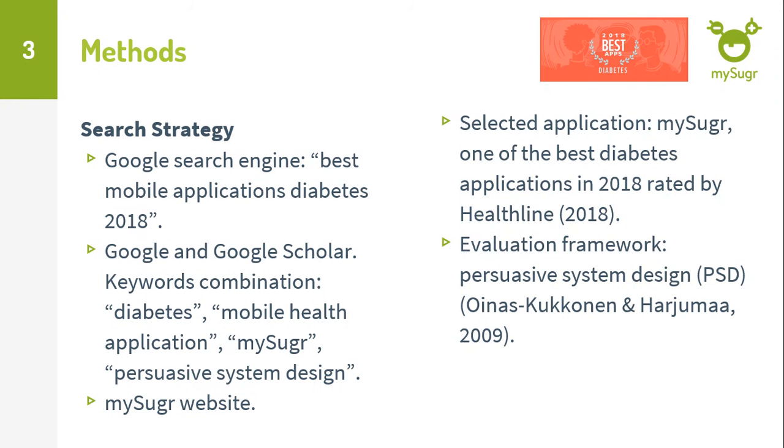My search strategy was using Google and Google Scholar to find both academic and industry sources about mHealth solutions for diabetes management. In the end, I chose MySugar because it is one of the best diabetes applications. In addition, I employ the persuasive system design, or PSD, model to assess the persuasiveness of MySugar.